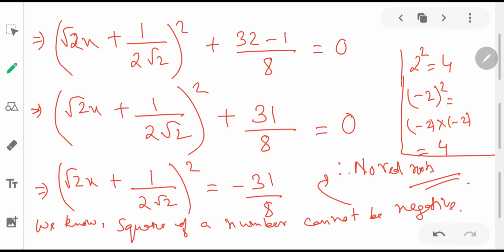So I hope I have done 4 different types of problems in the method of completing the squares. You should try solving some more problems so that you are better clear with the concepts. Okay, so I hope you have understood everything which I have taught in this session.